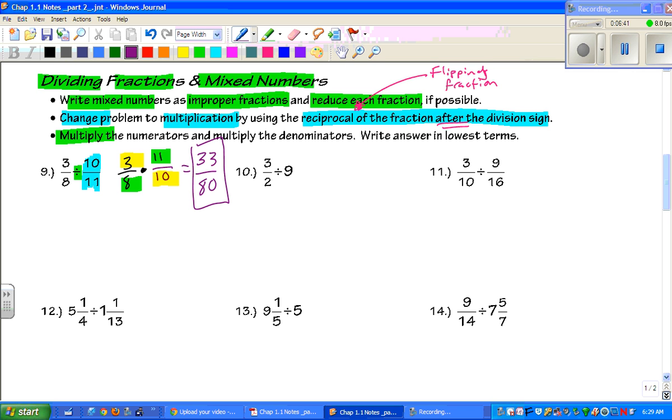Let's look at number 10. Now 10's a little different because we've got a whole number. Anytime you see a whole number, to make that into a fraction, you just put a 1 under it. So we're dividing 3 over 2 divided by 9 over 1.